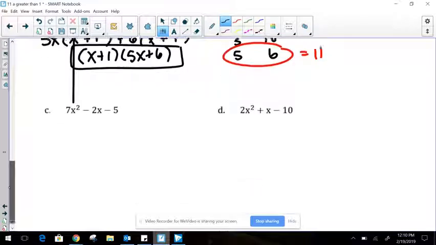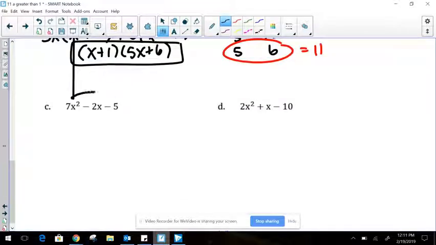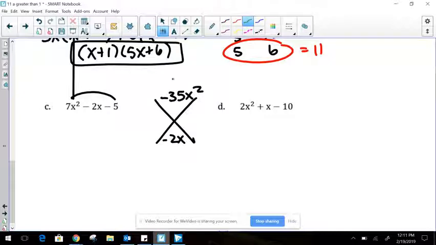All right, so I'm going to do 7x squared times negative 5. That's negative 35x squared. Don't forget that negative sign. All right, so we need to figure out what multiplies to get negative 35, but adds to get negative 2. I'm going to write out some factors here. 1 and 35, 2, 3, 4. How about 5 and 7? I think that's it. So since the bottom number here is negative, my bigger number should be negative. So 5 plus negative 7 is negative 2.